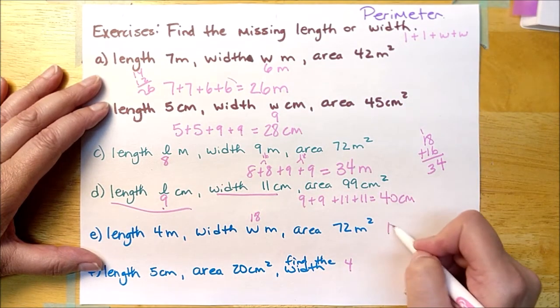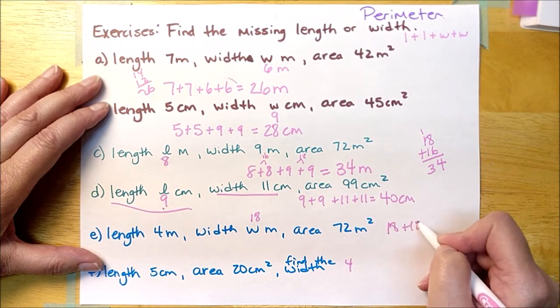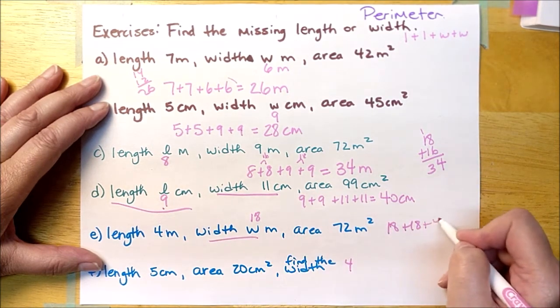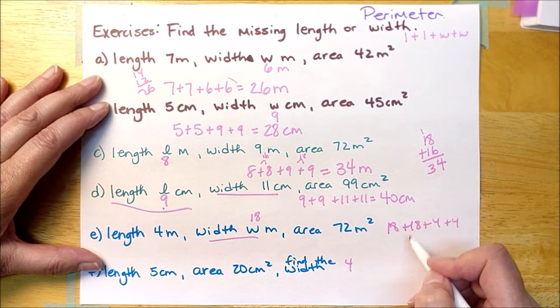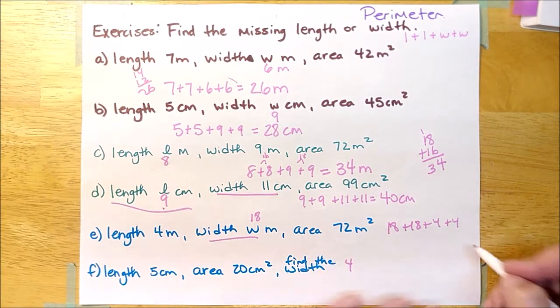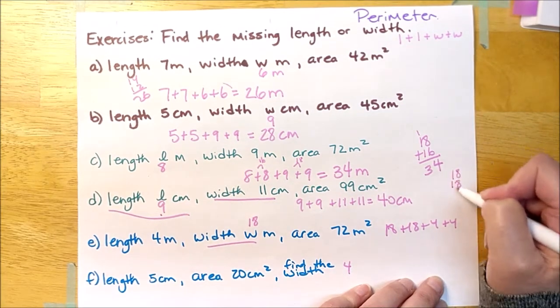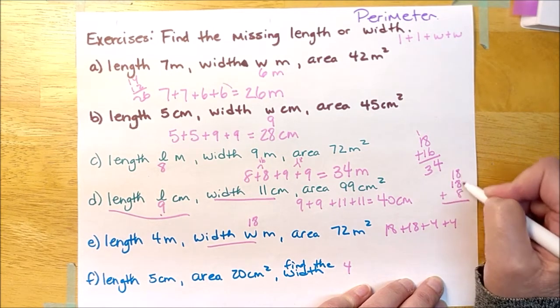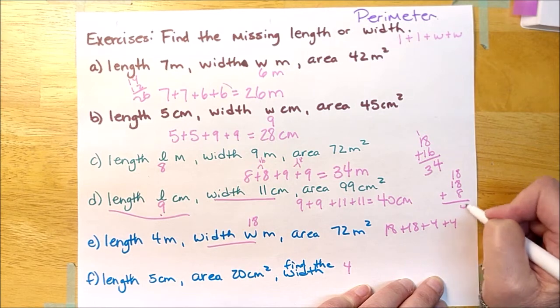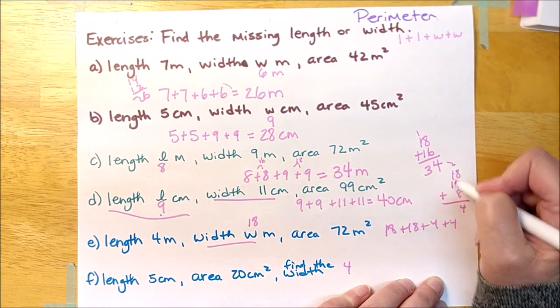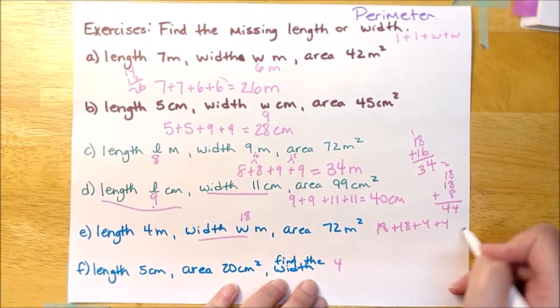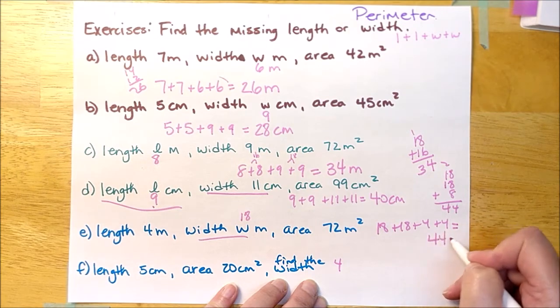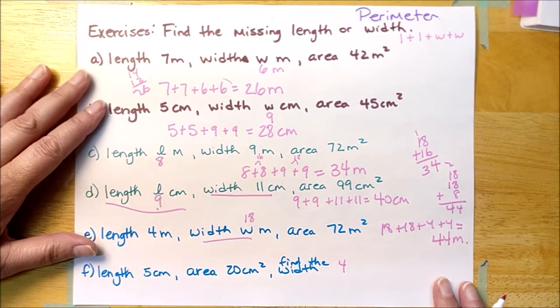This one I have 18 plus 18 for my widths, plus 4 plus 4. I'm going to put these on top of each other because I'm way better at adding when they're on top of each other. So that one's 8. So 8 plus 8 plus 8. So 8 times 3 is 24. 44. So here my perimeter is 44 meters around the outside.